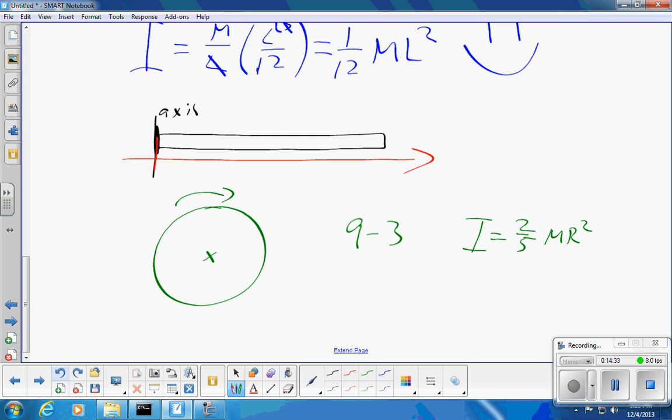And there are a number of different equations like that for different shapes, depending on their shape and depending where the axis is. So if you can just take a look at that part of section 9-3, you'll get a sense of some of the equations we'll be using tomorrow. We're going to be calculating some moments of inertia and then moving on and doing some stuff with them.